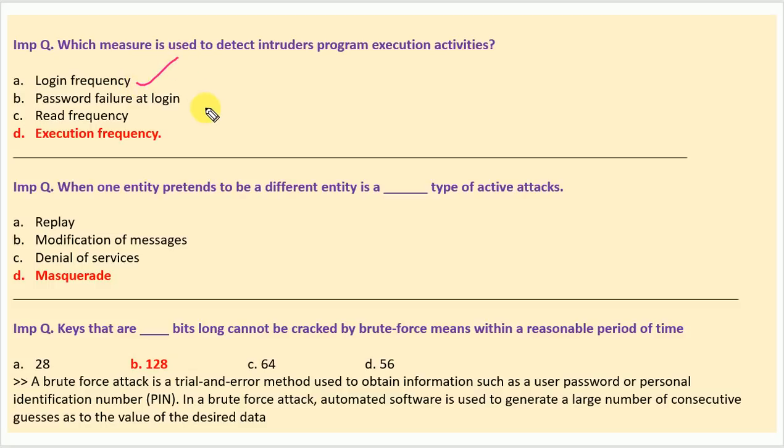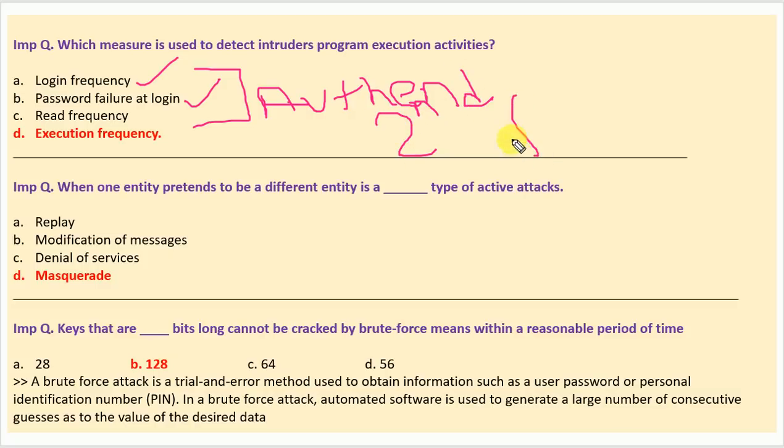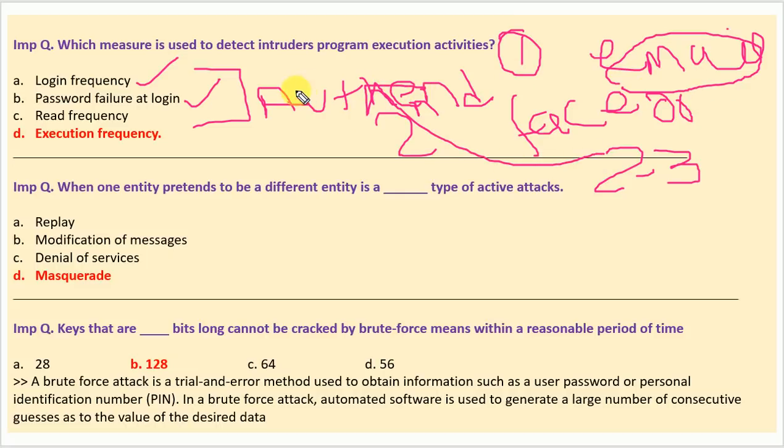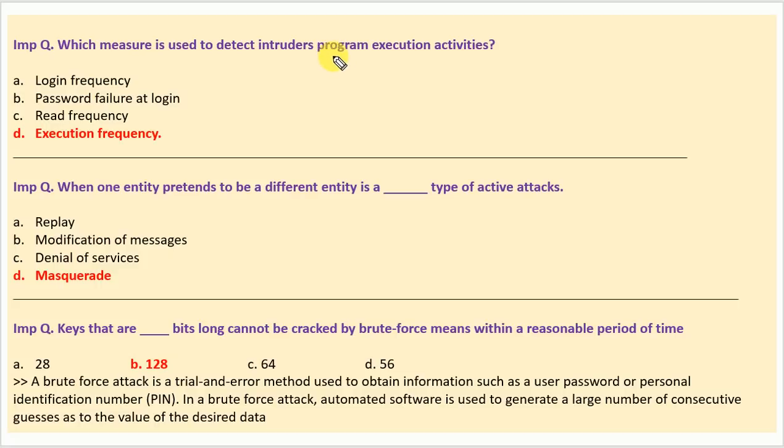So why will login frequency or password failure at login not be the correct answer? Because this is associated with authentication. I can give you a practical example. Suppose you have already enabled two-factor authentication on your Facebook profile, and suppose I am an intruder and I want to hack your Facebook profile. First of all, I have to authenticate with email and password. I know your email because I can find it very easily, but for the password I will try to generate a random password or guess some password. If I make two to three failed password attempts, an automatic mail will be sent to your email stating that someone has tried to log in with this browser, and they will locate it on a map as well. So login frequency or password failure at login comes under authentication failure. But here the question is about program execution activities.